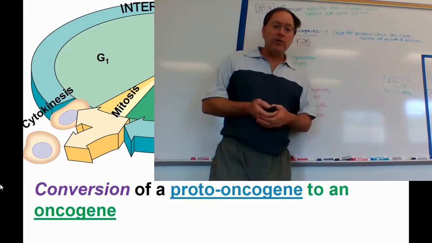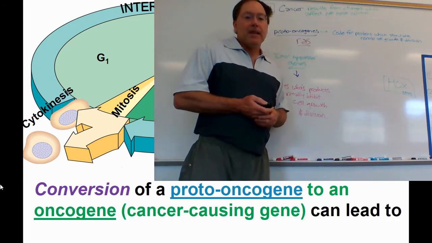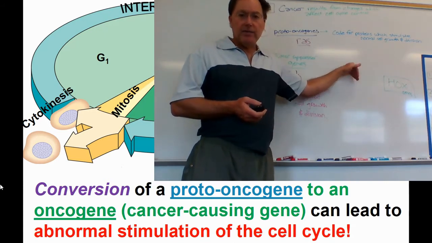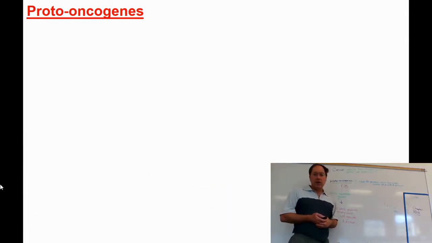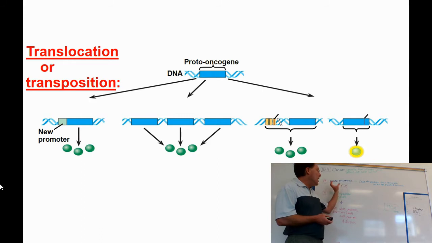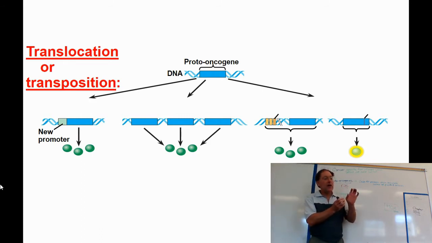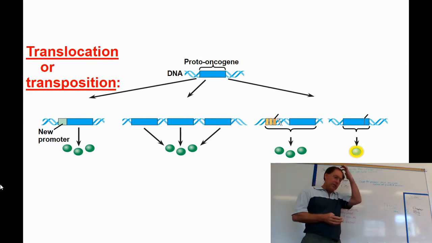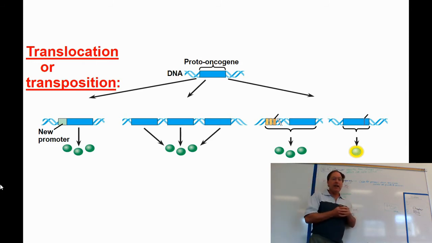Conversion of a proto-oncogene to an oncogene, and remember the prefix onco means cancer, can lead to abnormal stimulation of the cell cycle. The problem is you don't want the cell cycle to just go and go and go and not have all these checks and balances or be able to stop. Well, how do these things turn into oncogenes? They can be converted to oncogenes by translocation or transposition. As we learned in the last chapter, certain pieces of chromosomes can break off and be translocated onto other pieces. If one of these genes is broken off and goes right next to a promoter, maybe for some other gene that does something totally benign in the body, then as a result of all the transcription factors around, maybe it will stimulate this gene to create more RAS that says, hey, divide, divide, divide, more than it used to.